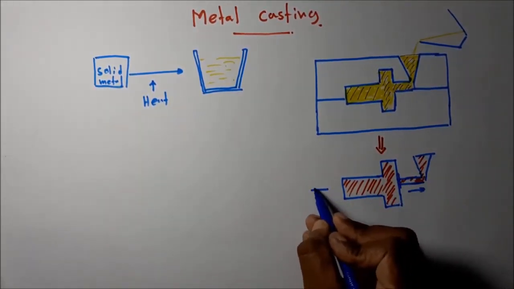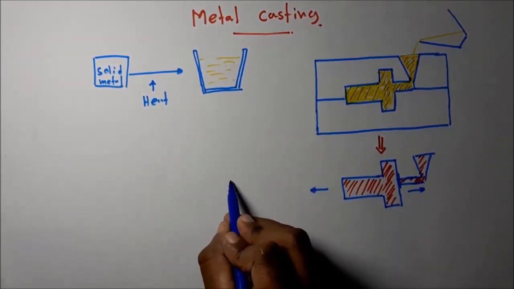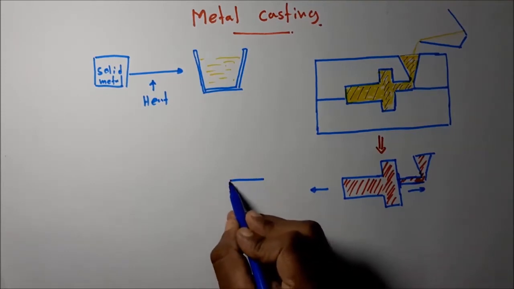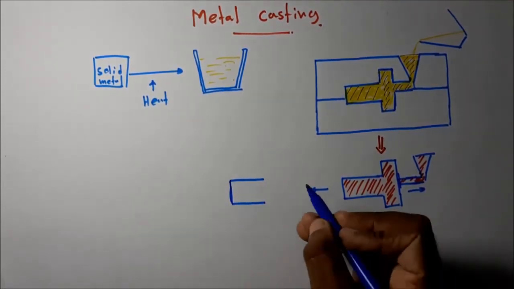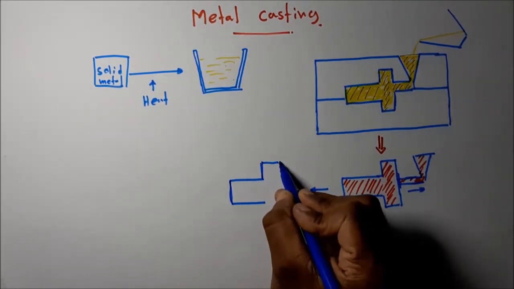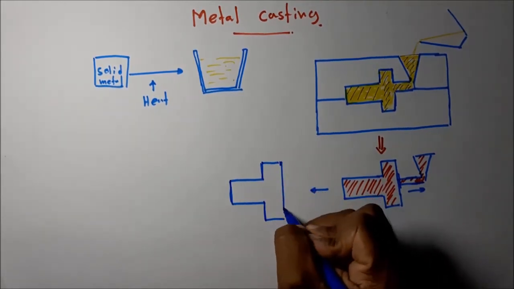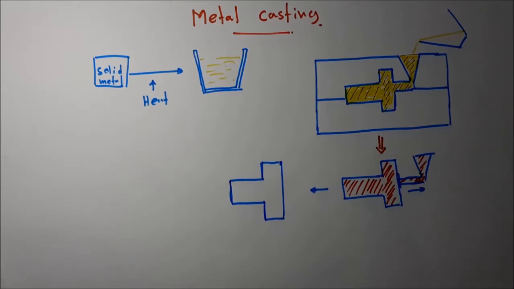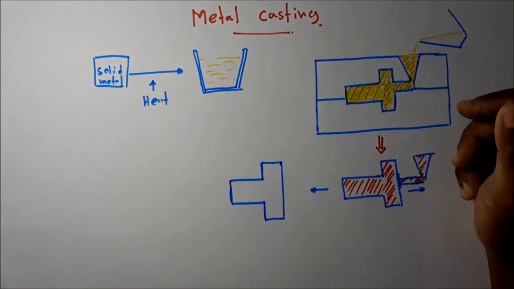Let's take it after cut off and removing impurities. So we are having this kind of part. This is the final part we actually want. This is the output from the casting operation. Then you can see in this part, in most of the cases, we can't obtain the exact dimension in casting operations.